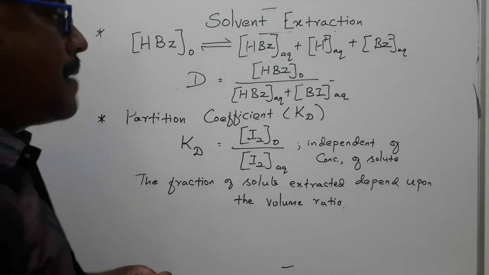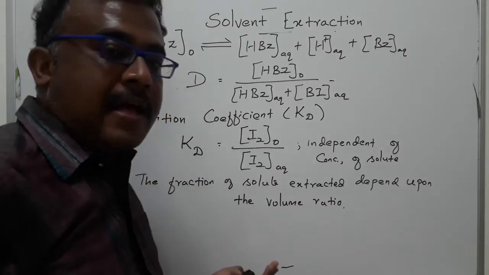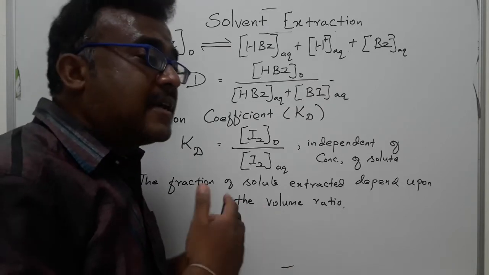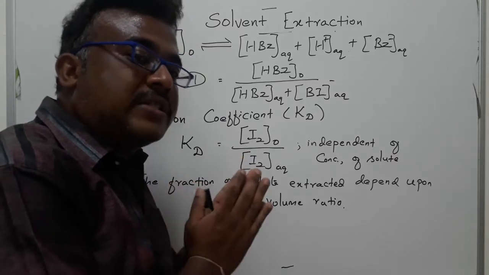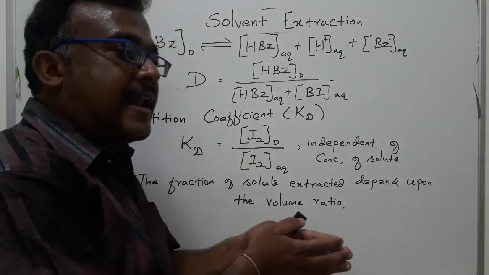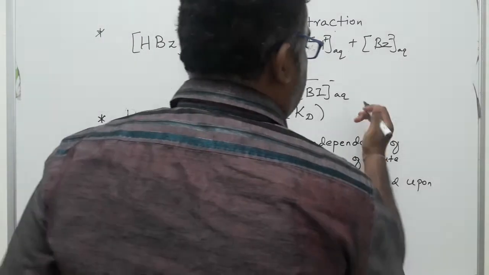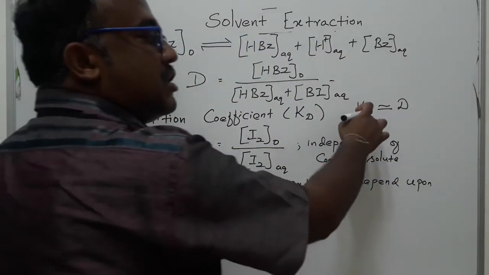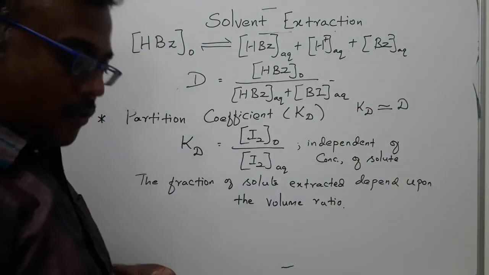In case of a molecule, for example iodine, it will never undergo any kind of association or dissociation in the organic or aqueous layers. So when the solute is not undergoing any association or dissociation in the organic as well as the aqueous layer, Kd will be equal to D. That means under that condition, the distribution coefficient as well as the distribution ratio will be the same.